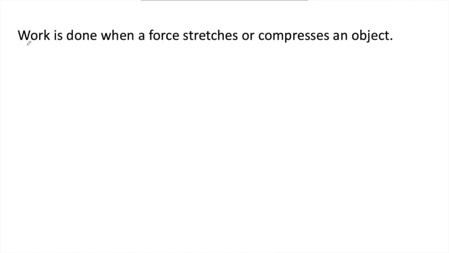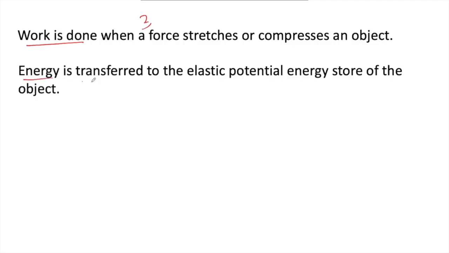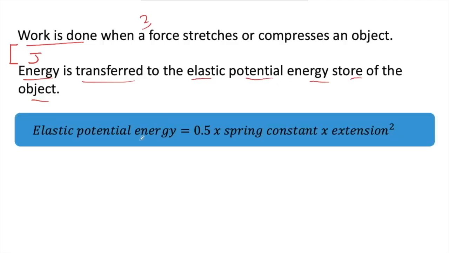Work is done when a force stretches or compresses an object. In this case, remember we're talking about two forces needing to stretch or compress objects. Energy is transferred to the elastic potential energy store of the object. We know that work done and energy are both measured in joules, because work done is the same as energy transferred. So when you compress or stretch an elastic object, it transfers energy to the elastic potential energy store. And this equation links our factors.